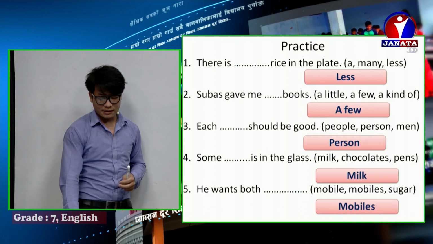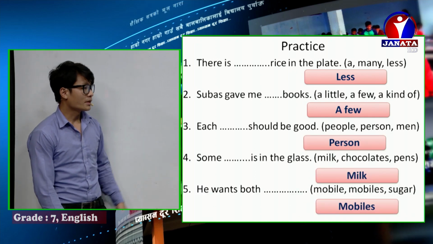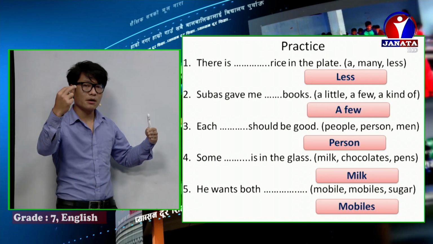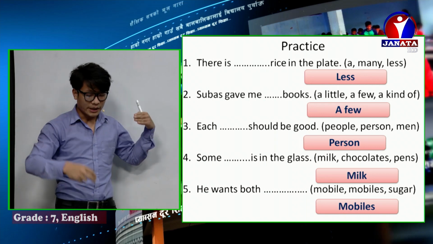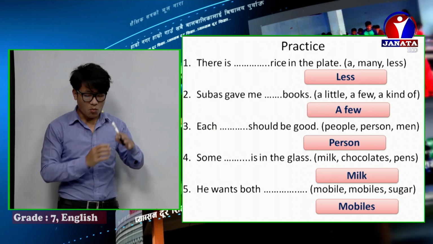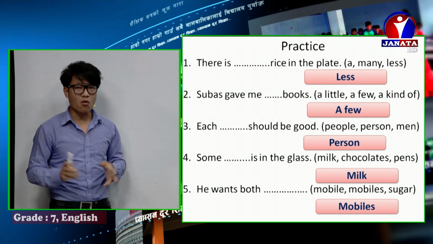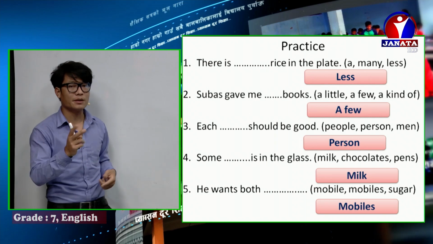So here is this example. He wants both. After both, obviously there should be countable plural nouns. So he wants both mobile, mobiles, or sugar. The right answer is mobiles, plural. After both, there should be plurals.